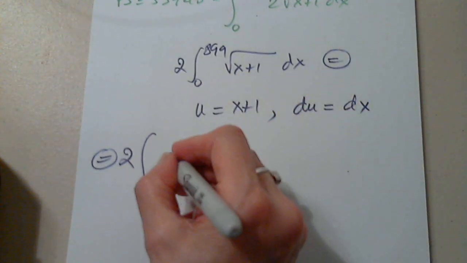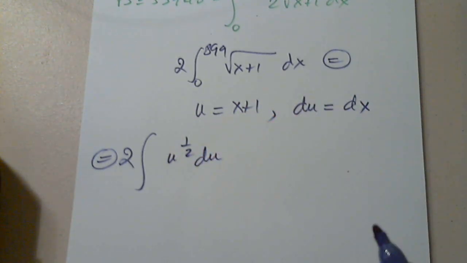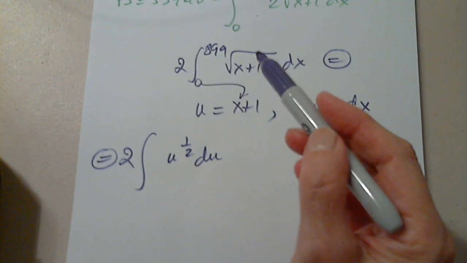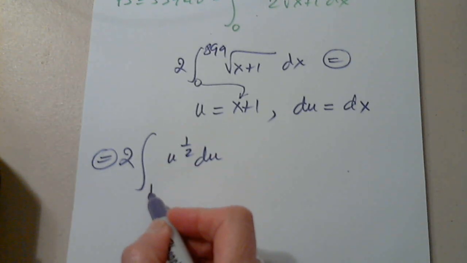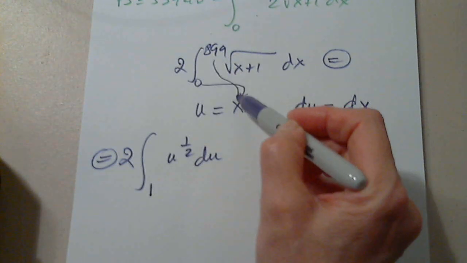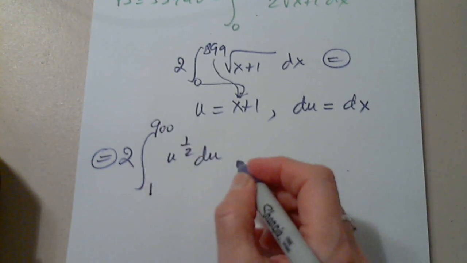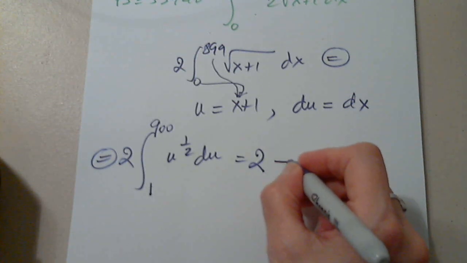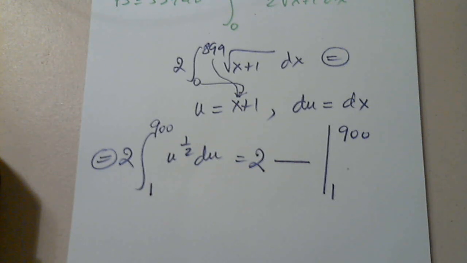So there is a 2 outside. The square root of u will be u to 1/2. Dx happens to be du. No adjustments are necessary. But now I need new limits of integration. When x is 0, how much is u? 1. Perfect. When x is 899, how much is u? 900. That's it. So 2, which function prime is u to 1/2?